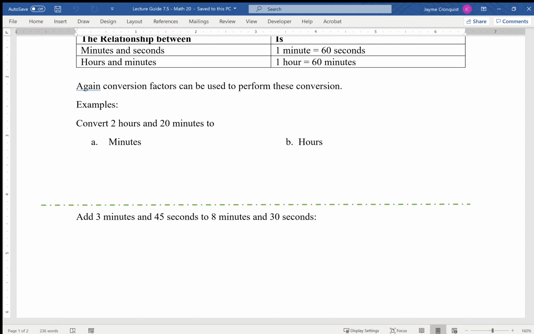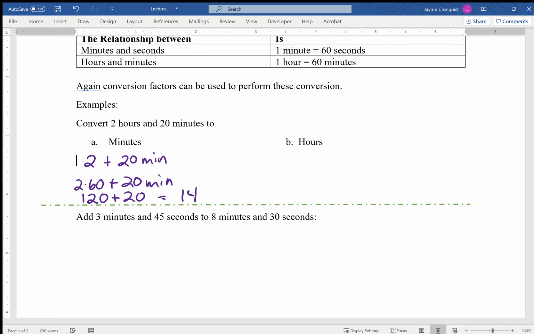I'm not sure what this is asking me to do, but okay, 2 hours. Oh, and 20 minutes. I apologize. Two hours plus 20 minutes. Well, I've changed the 2 hours to 2 times 60 to turn that into minutes. All right, so this is going to be 120 plus 20. So this is 140 minutes.